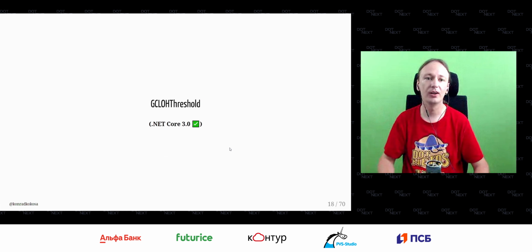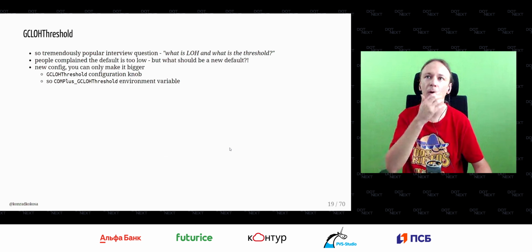Another thing regarding the GC is the GC large object heap threshold. It is also already merged, and we can use it in .NET Core 3.0.